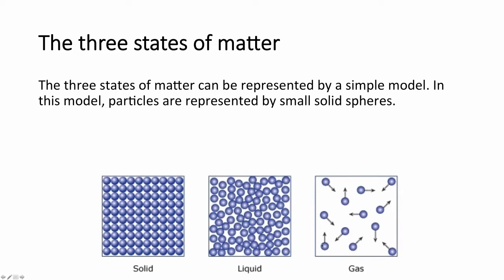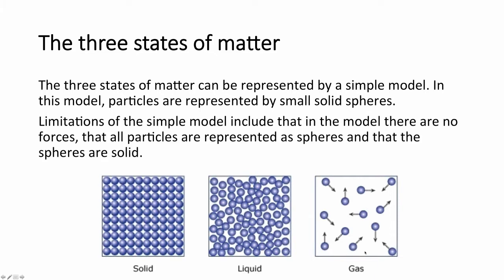And then in a gas, they are not touching and they are also randomly arranged. We also say that in a solid they are moving slowly or vibrating, in a liquid they're moving more quickly, and in a gas they're moving even more quickly.